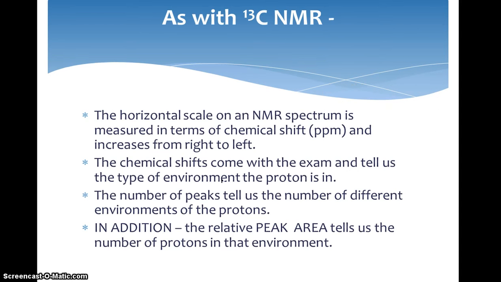I'm going to talk to you about Proton NMR. The scale is similar, but it's not the same. The horizontal scale tells you the chemical shift, and as with carbon NMR, it's on the yellow sheet. Again, the number of peaks tells us the number of different environments, but in addition, the relative peak area tells us the number of protons in that environment.